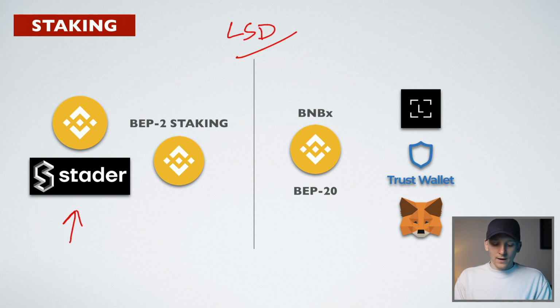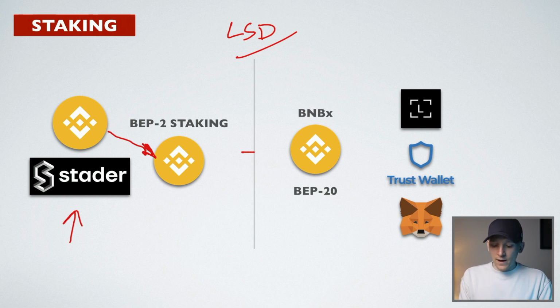So this isn't an advert for Stader or to say they're good or bad. They are a middleman, and there are some risks when using smart contracts and other providers, so bear that in mind. But what Stader do is they take the BNB coin, they stake it on the beacon chain, and they run validators, and they serve a lot of clients, and they have this BEP2 staking on the beacon chain.